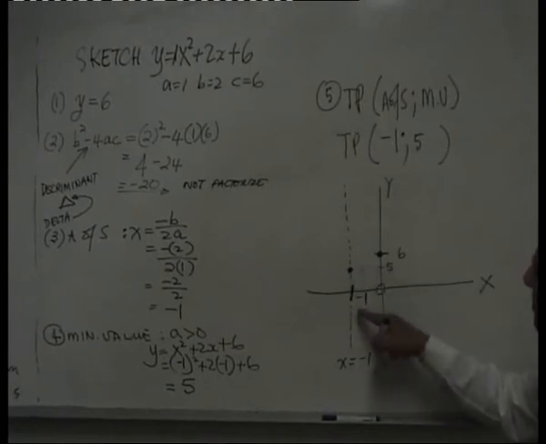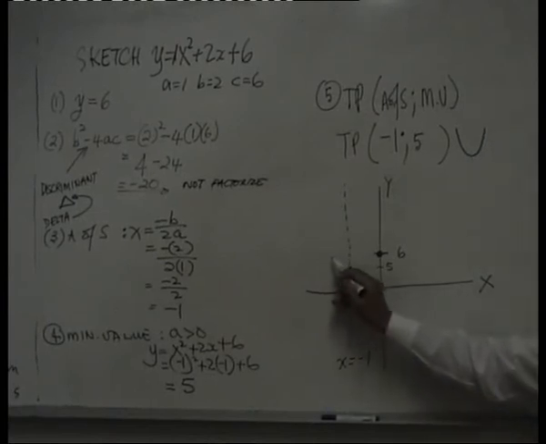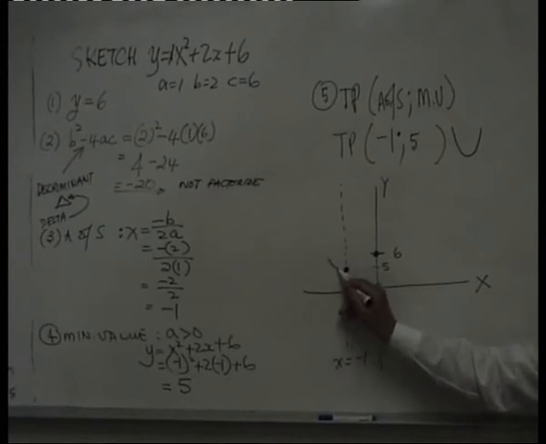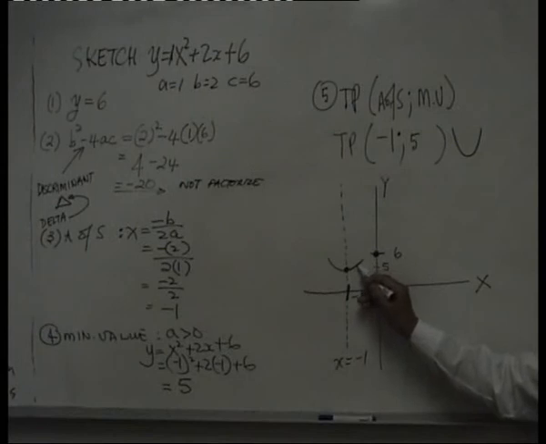The turning point is minus 1, 5. And it is a minimum value turning point, which means the graph does that there. So at this turning point, the graph is going to do that, because it is a minimum value turning point. So that's what the graph will do there.